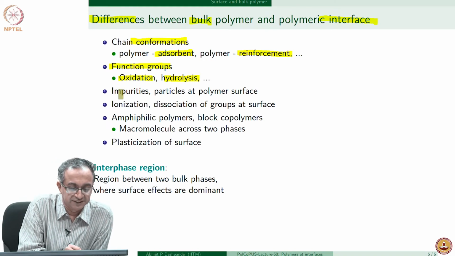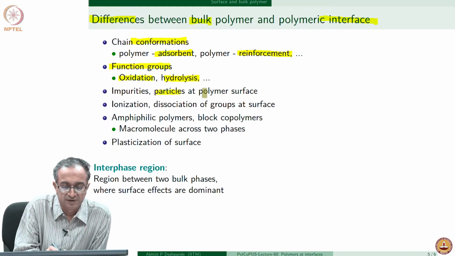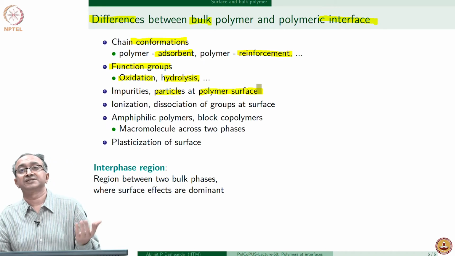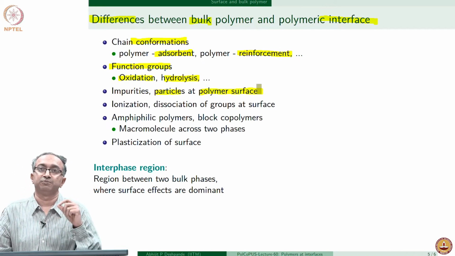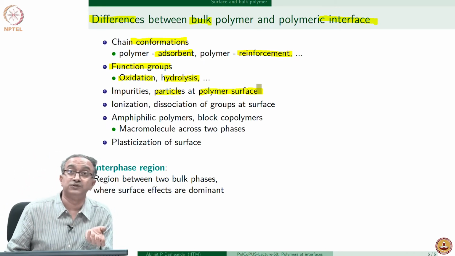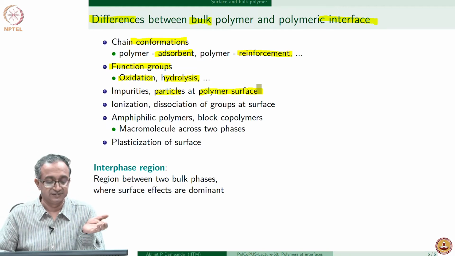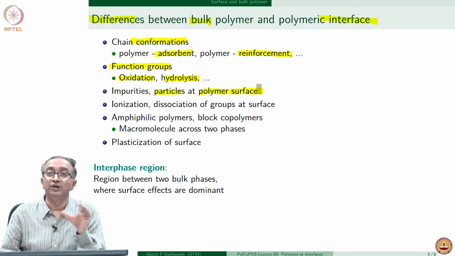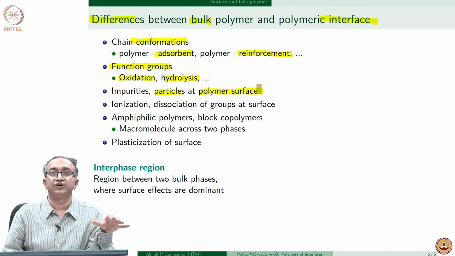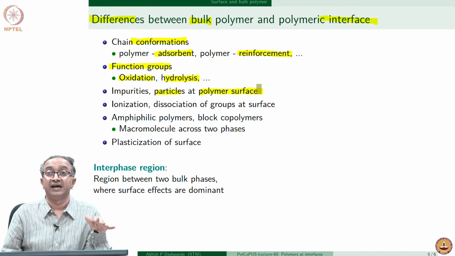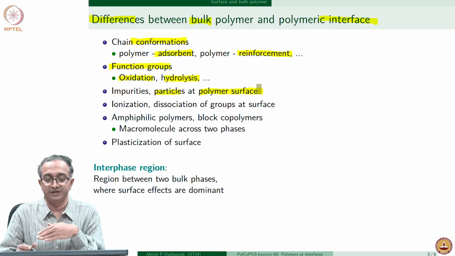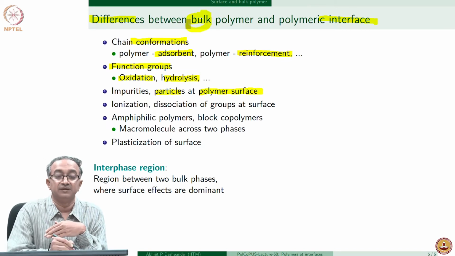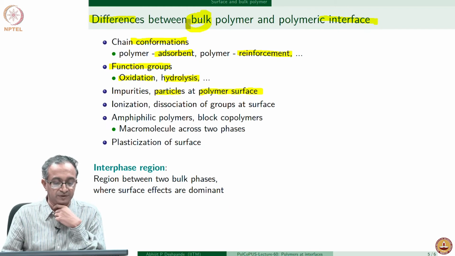Additionally, the complication is that polymer surfaces may adsorb various other impurities. It could be small molecules, it could be large molecules, it could be bacteria, viruses, it could be particles. So, all these can be adsorbed at the polymer interface, again modifying the behavior of the polymer interface with respect to what could be the bulk response of the polymer.